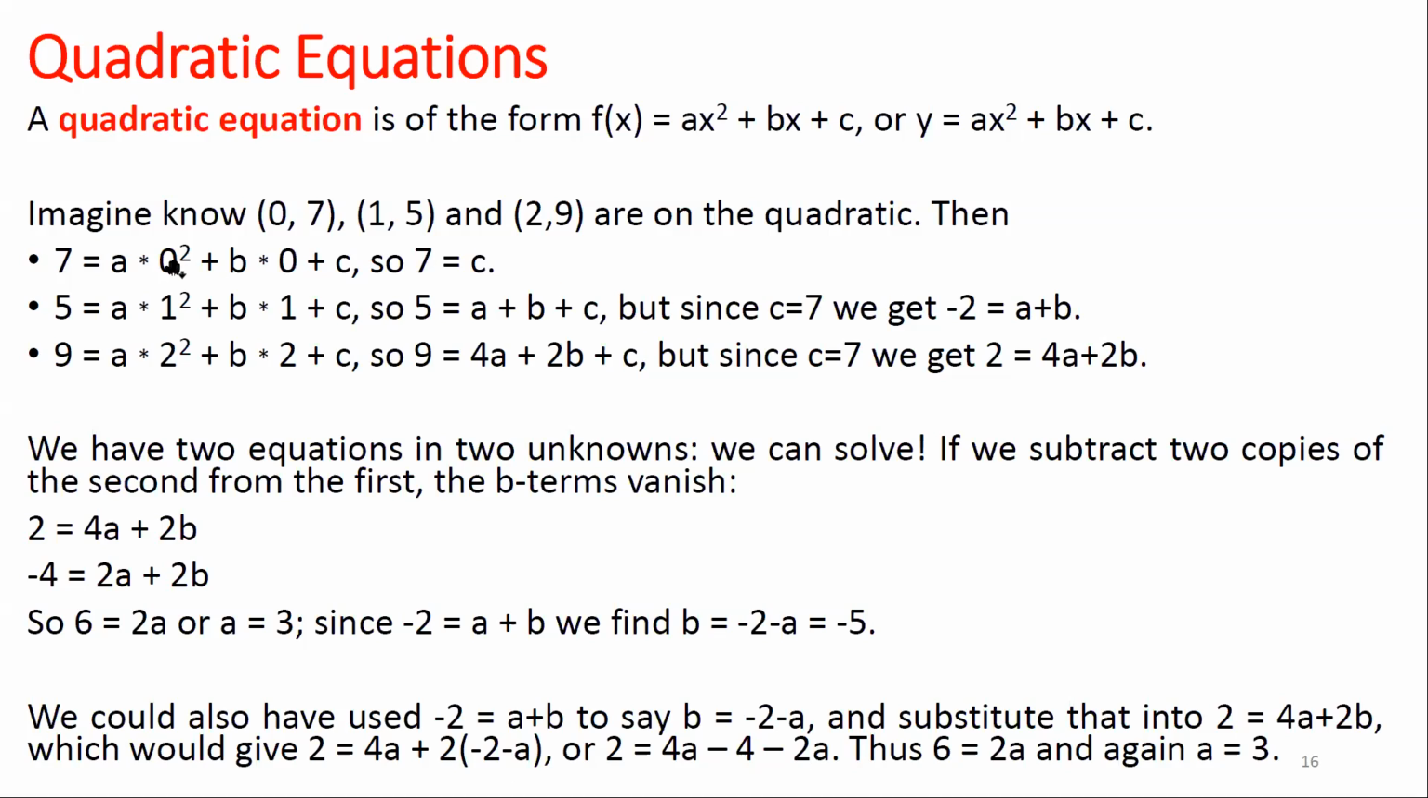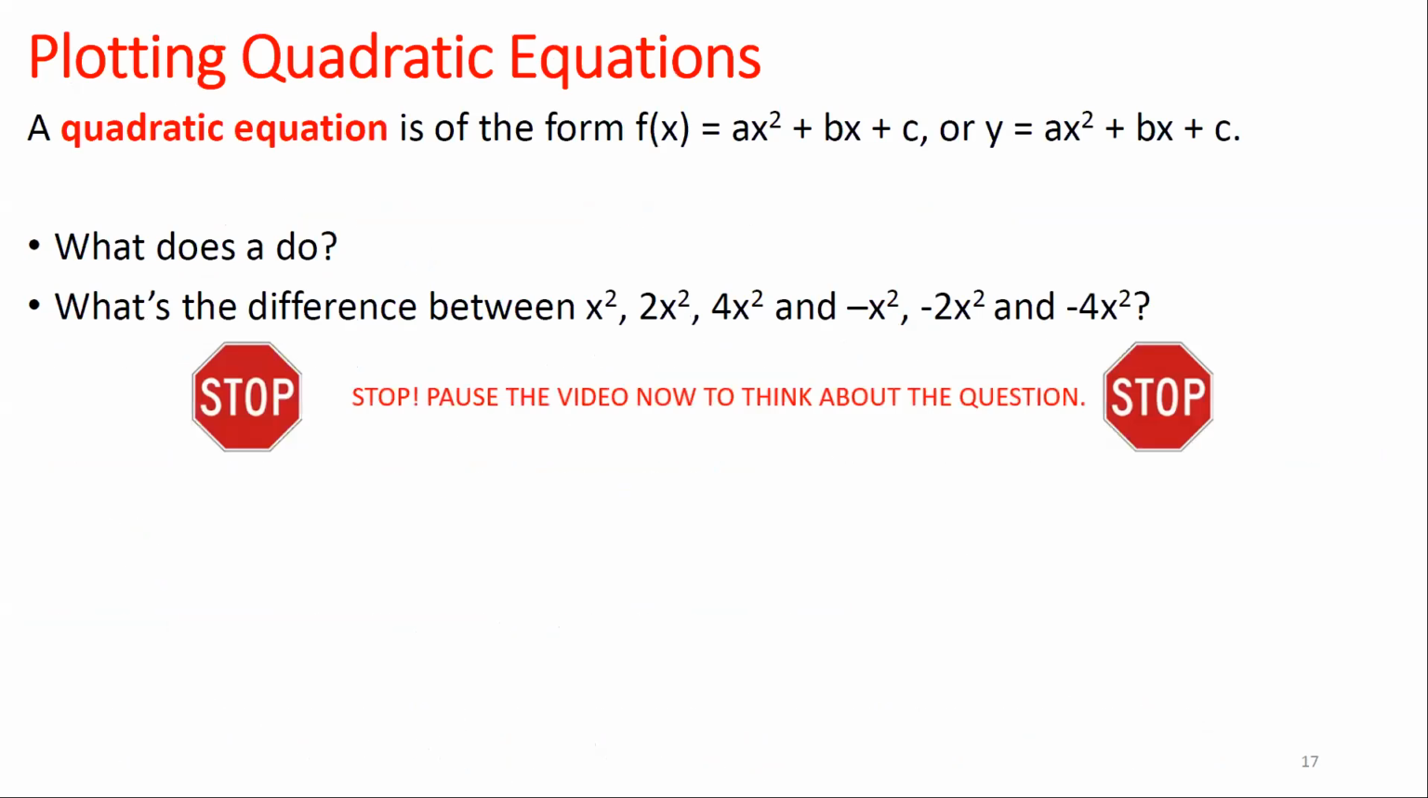And you can see why it's so nice to have 0 as one of your points. But 3 points uniquely determine a quadratic. So let's try to get a sense of what their plots look like. A quadratic equation looks like this: ax squared plus bx plus c. What does the a do? What's the difference between x squared, 2x squared, 4x squared, and negative x squared, negative 2x squared, and negative 4x squared? I'll pause the video for a moment so you can think about what they do.